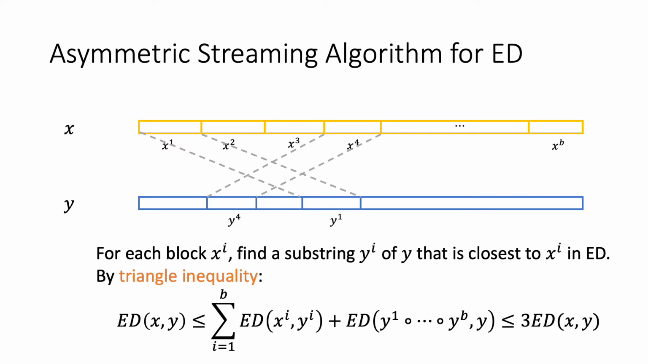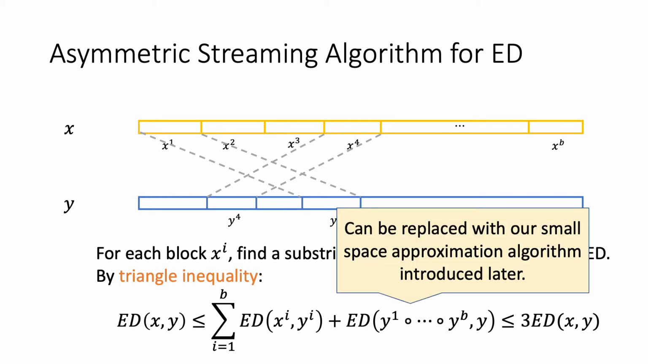We note that the edit distance between Y and the concatenation of Y1 through Yb, if we want to compute it exactly in polynomial time, would require linear space, or small space with quasi-polynomial time. To get a polynomial time algorithm, the idea is to replace the exact computation with our small space approximation algorithm, which will be introduced later.